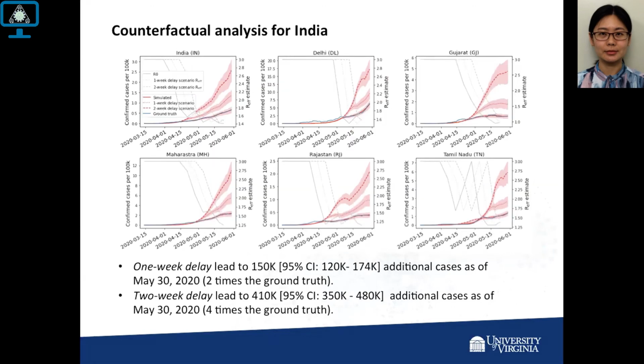So for India, a 1 week delay in imposition of lockdown would have led to 150,000 additional cases, while a 2 week delay would have resulted in 410,000 additional cases. So the analysis showed that a week delay would have doubled the reported number of cases in the US and India. And all the results confirm the importance of the timely lockdown in both countries.